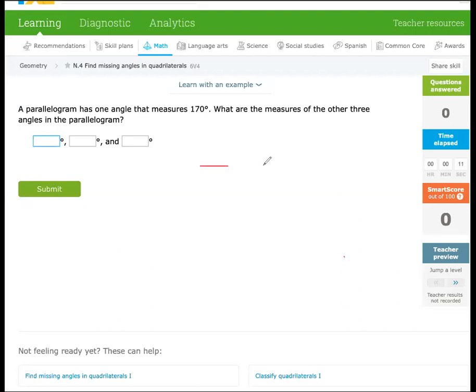Let's draw one out. This angle and this angle are going to be congruent, and then these two opposite angles are going to be congruent as well. In this one, they give us one angle, so let's just pick one. Let's say it's 170 degrees. It's going to be that one right there.